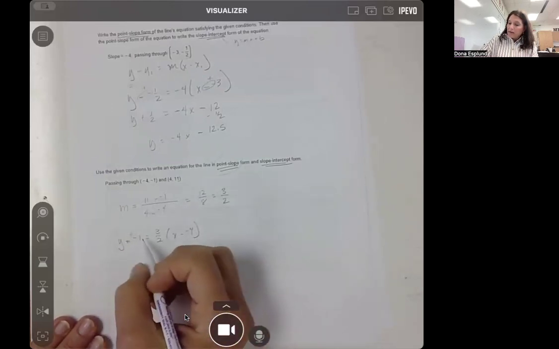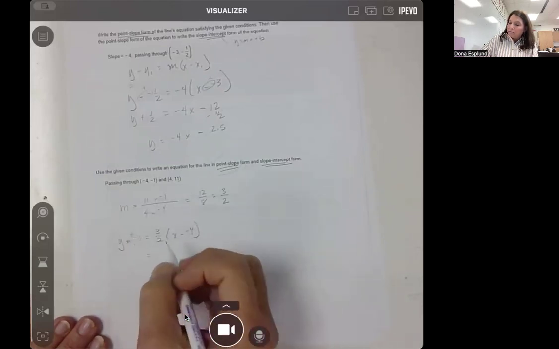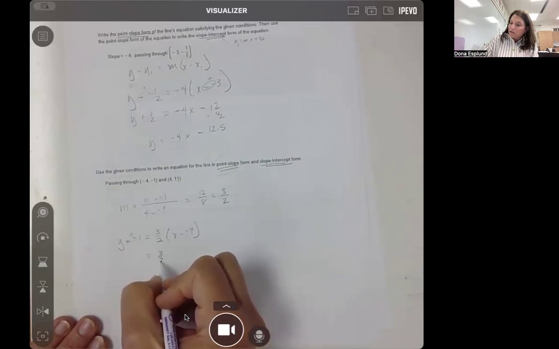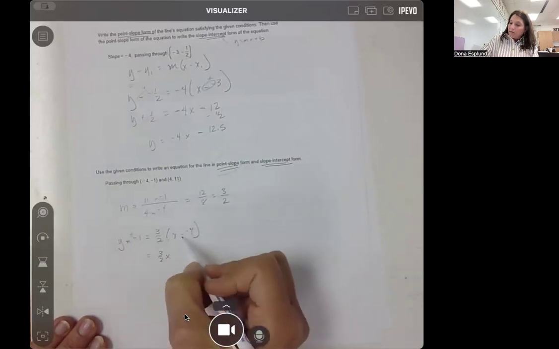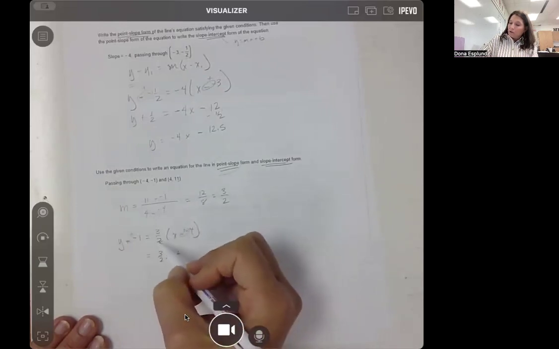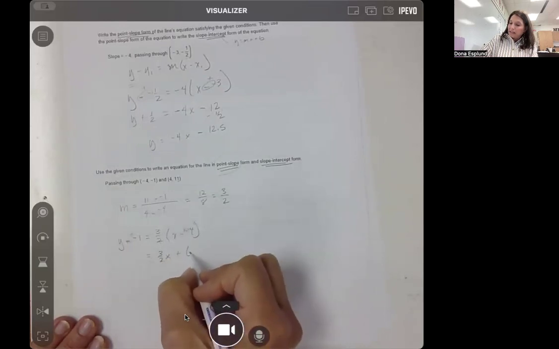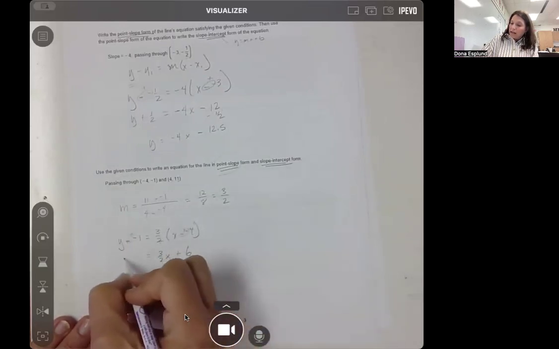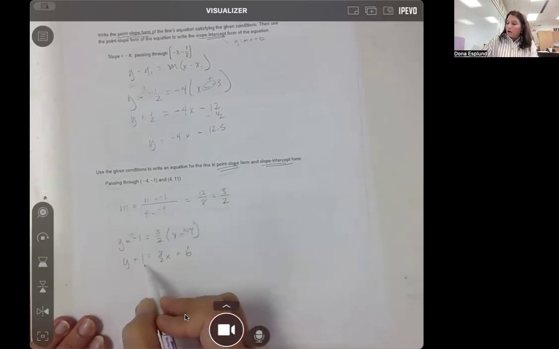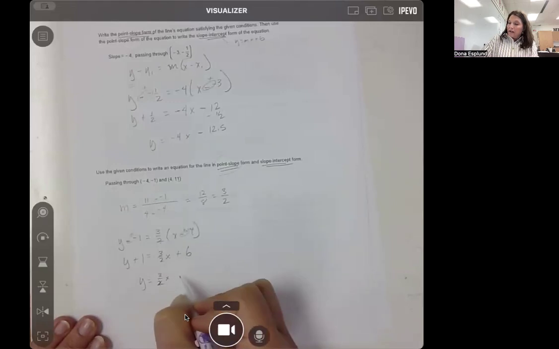In this case, I just have to distribute my 3/2 and then move my 1 over. So I have 3/2 x, then plus 4 times 1/2. Well, 2 goes into 4 two times, and 2 times 3 is going to be 6. And so then when I have y plus 1, I'm going to move my 1 to the other side. So y is going to equal 3/2 x plus 5.